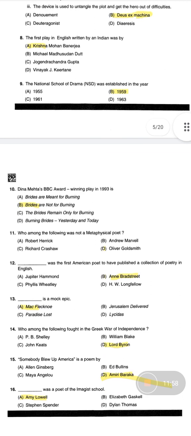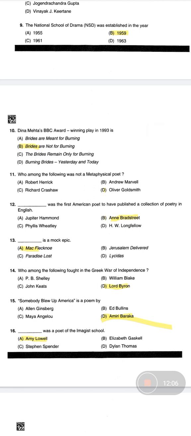Then question number 12. Who was the first American to publish a collection of poetry in English? They are asking so many firsts. This time they asked about the first Indian to write an English play, and now the first American poet. The right answer is Anne Bradstreet. She was the first woman to be recognized as an accomplished New World poet. Her volume of poetry, The Tenth Muse Lately Sprung Up in America, was very famous.